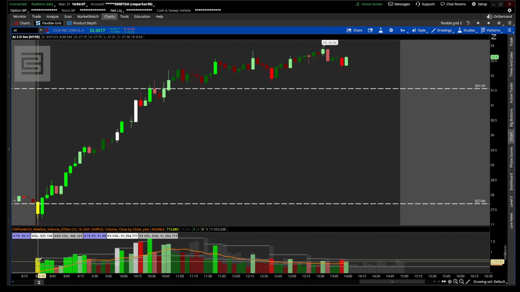So yellow is above 2 deviations, and it's to the downside. Green is volume above 1 deviation. Pink is below 1 deviation, but above average volume. So this light green right here is below 1 deviation and above average volume.